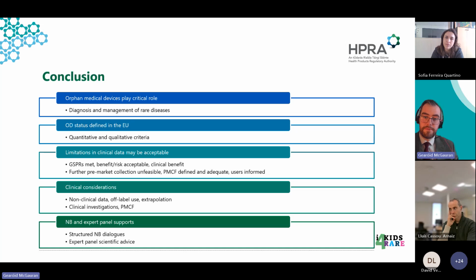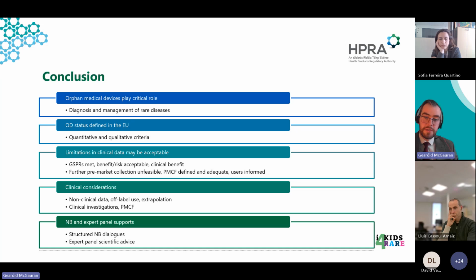Limitations in clinical data for these devices may be acceptable, provided that the GSPRs are met, the benefit-risk profile is acceptable, and there is evidence of expected clinical benefit. It must also be justified that further pre-market clinical data generation is unfeasible, and that the PMCF plan is well-defined and adequate. Users will also need to be adequately informed of the orphan device status.